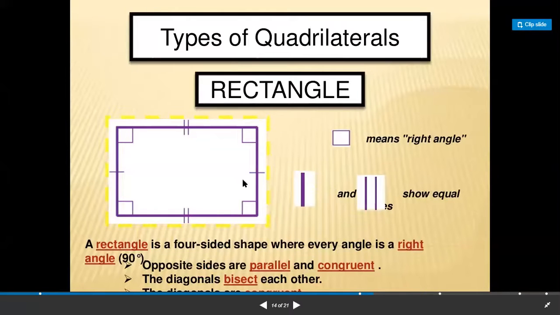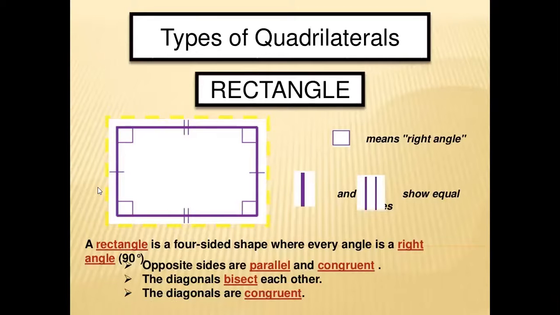Opposite sides are equal and parallel. Each angle is 90 degrees and the diagonals bisect each other. Diagonals are also equal in this. Diagonals are equal and bisect each other. All these things are written in your book also. I can tell you the page number side by side.